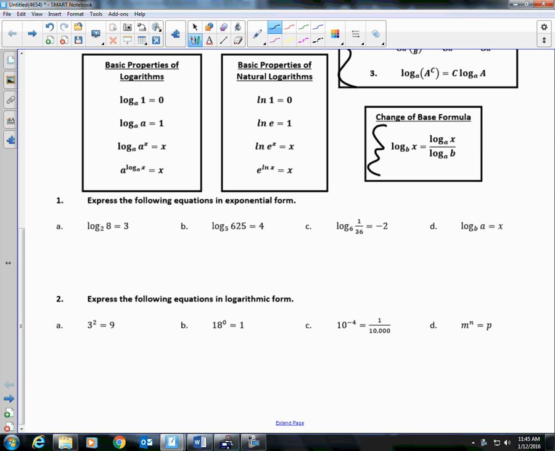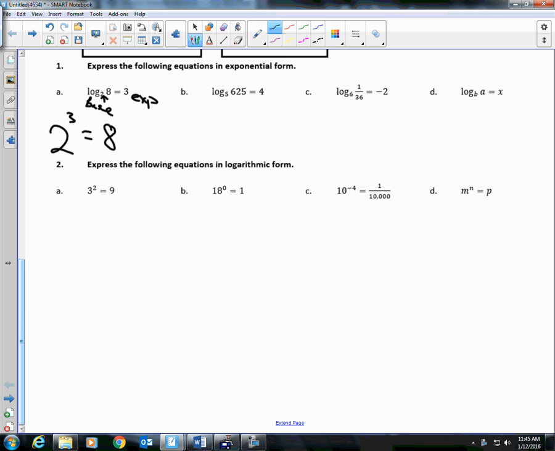All right. Express the following equations in exponential form. Piece of cake, upside down. Logarithms solve for exponents. This is the base right here, and this is the exponent. So therefore, 2 to the third power is equal to 8. We're going to do half of these problems together, and then the other half you're going to have to take home and do on your own.